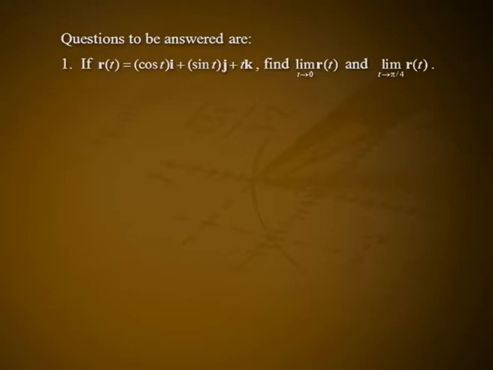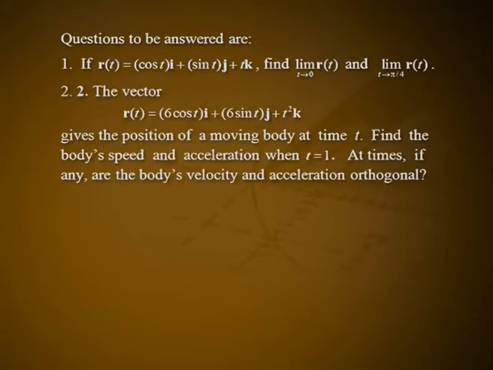Before we attend the next unit, please try to answer the following questions. 1. If R(t) is equal to cos t i plus sin t j plus t k, find limit as t tends to 0 of R(t) and limit as t tends to pi by 4 of R(t). 2. The vector R(t) is equal to 6 cos t i plus 6 sin t j plus t cubed k gives the position of a moving body at time t. Find the body's speed and acceleration when t is equal to 1. At what times, if any, are the body's velocity and acceleration orthogonal?